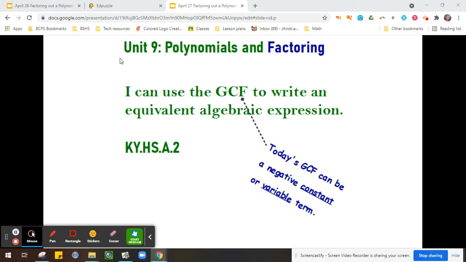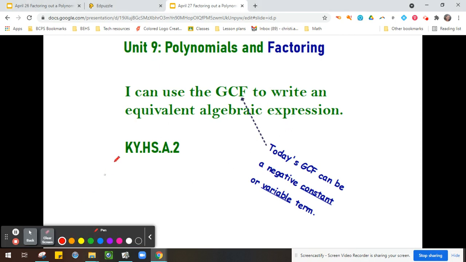Okay, guys, here we go again. We're still in Unit 9, Polynomials and Factoring. Today is our second day on the topic of factoring. We will still be trying to find the GCF to write an equivalent algebraic expression.